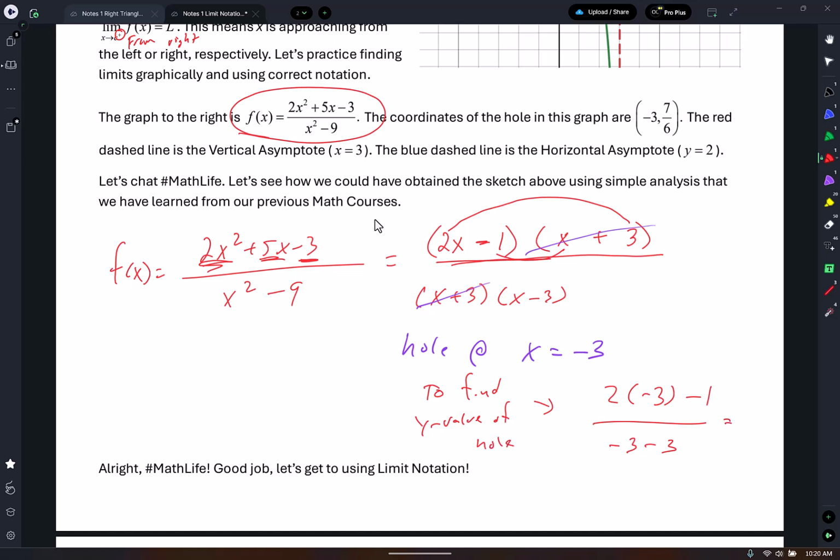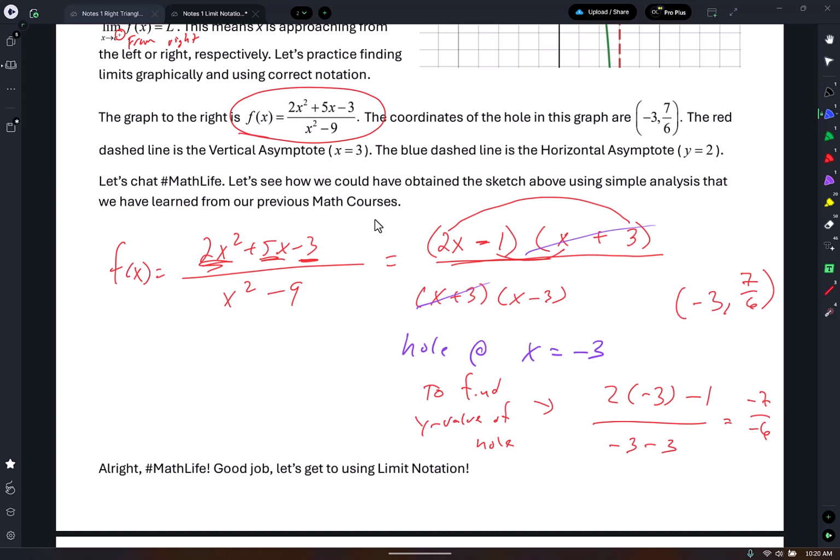2 times negative 3 is negative 6. Minus 1 is negative 7. Negative 3 minus 3 is negative 6. Negative divided by a negative is a positive. And that's how we found our hole at negative 3, 7/6. Does that make sense? Don't worry, guys. I know you guys were probably a little rusty.